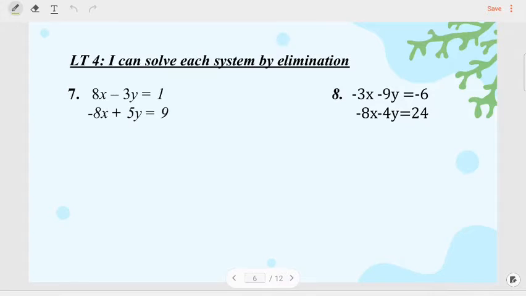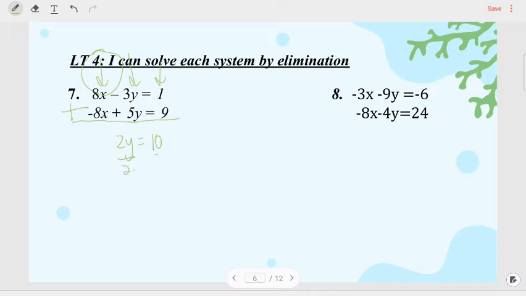This section covers elimination. When I look at an elimination problem, I can tell that it's going to be that because the variables and the numbers are all lined up. I look for two numbers that I can add together to give me 0. I can see that in this x column. I'm going to add, 8 plus negative 8 is 0x. I continue to add. Negative 3 plus 5 is 2y. 1 plus 9 is 10.